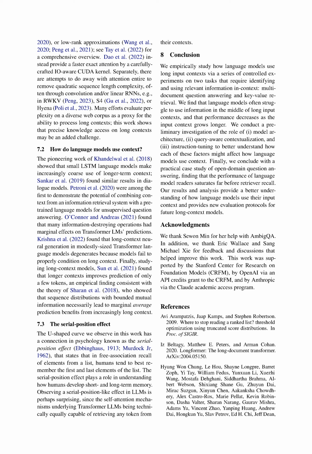Surprisingly, the observed U-shaped curve in this work, similar to the serial position effect in psychology, suggests that humans tend to remember the first and last elements of a list, even though transformer language models can technically retrieve any token from their contexts.